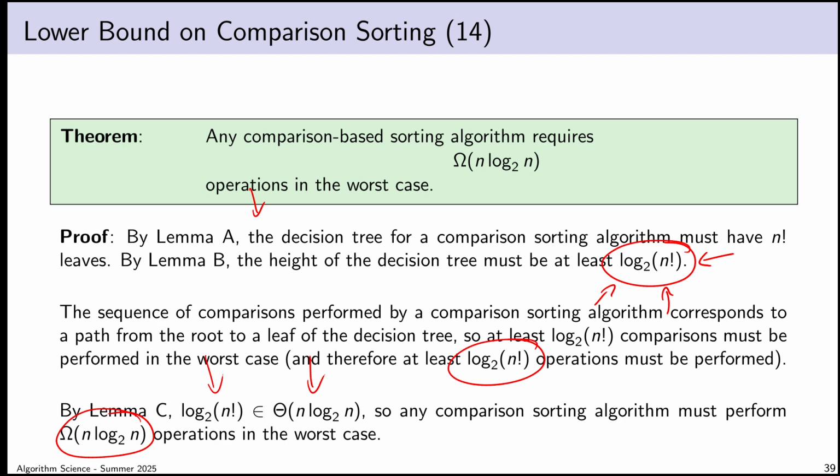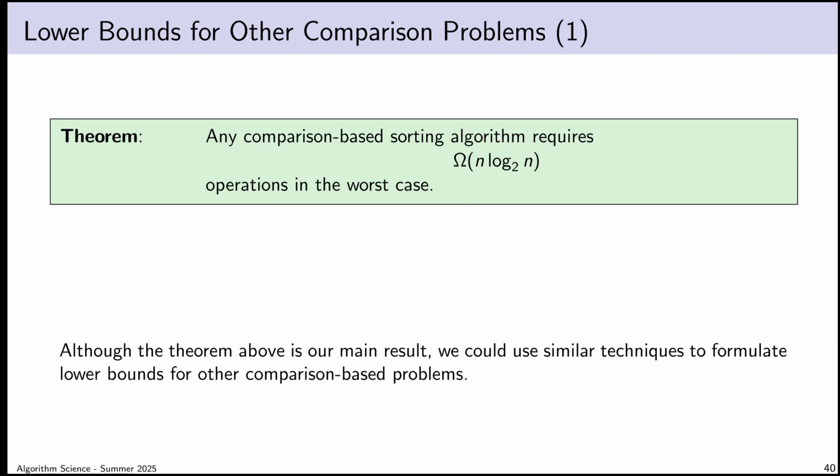And that means no matter what comparison sorting algorithm you design, as long as it's comparison sorting and the only way it can learn about its input is via comparisons, it doesn't matter if you design it now or in a million years, it will always require big theta of n log n time in the worst case. And so it is big omega of n log n time in the worst case. And that means it is impossible to create a sorting algorithm that is asymptotically faster than n log n.